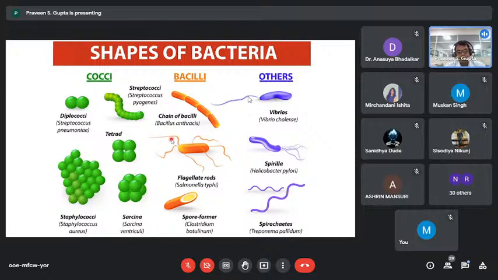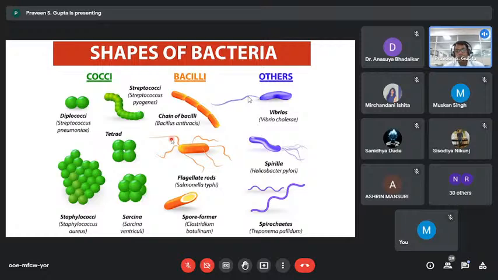Then some of them are spore formers. One of the best examples is Clostridium botulinum. They are able to produce spores and they are toxic also. You know very well they are able to produce toxins. So Clostridium botulinum is associated with toxin production. If you talk regarding the other groups of bacteria other than cocci and bacillus, some are comma shaped like Vibrio. Example, of course, is the very common Vibrio cholerae, a disease causing bacteria.